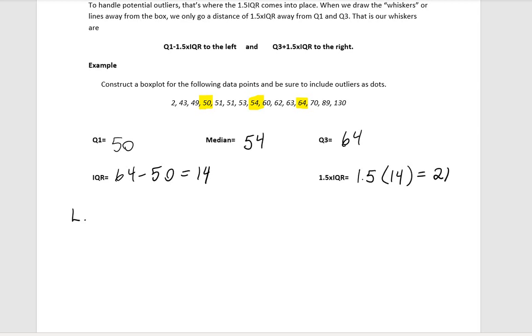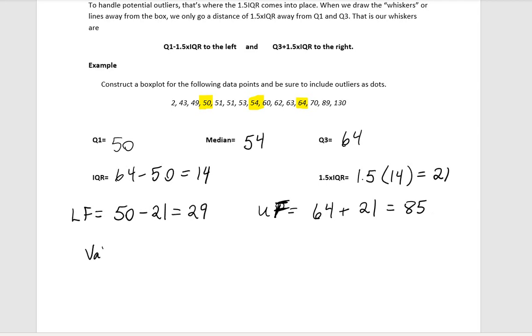Now we still need to calculate our lower fence and our upper fence so we can find potential outliers. So that's going to be 50, which is our Q1, minus 1.5 times our IQR, which is 21, which is 29. The upper fence is going to be Q3 plus 1.5 times our IQR, which is going to give us 85. That means that values outside that range of being between 29 and 85 are going to be potential outliers.